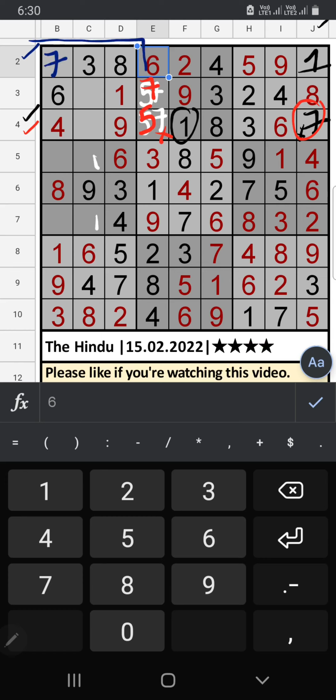First grade, 2 numbers are remaining, 2 and 5. Fourth row we have 5. So 5 can't come in this cell. 5 is confirmed here. Then 2 is here.